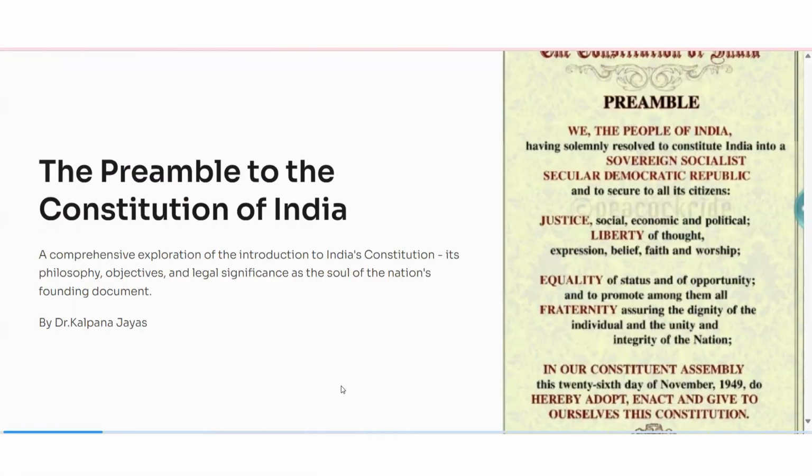Everyone, I'm Dr. Kalpana. In this lecture, we would be understanding the preamble to the Constitution of India, which is a very important topic for the purpose of other competitive examinations as well as for law students. So here we would be dealing with a comprehensive exploration of the introduction to India's constitution, its philosophy, objectives, and legal significance as the soul of the nation's founding document.